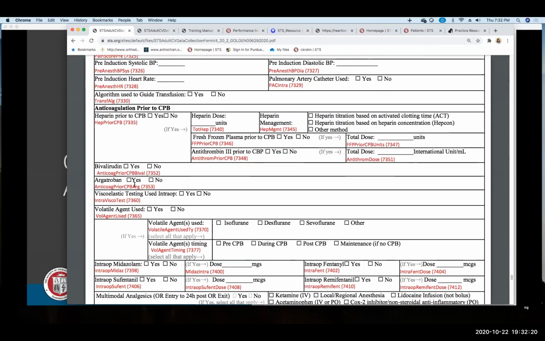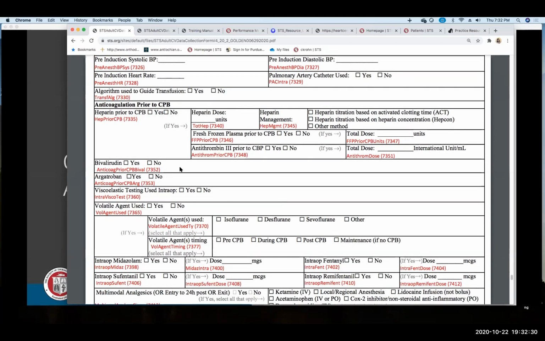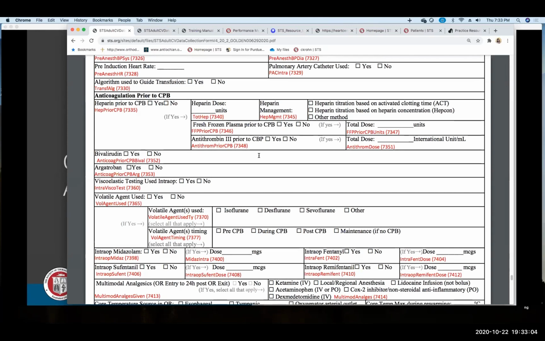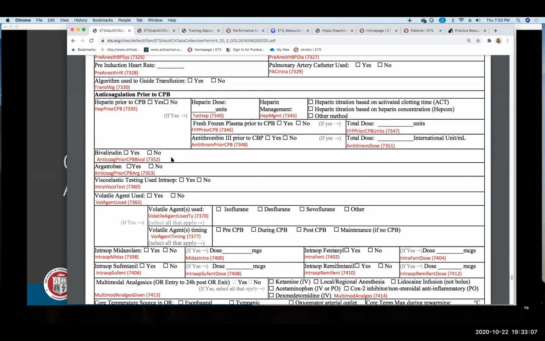And then we worked on this section, anticoagulation prior to CPB, quite extensively to modify it and really get down to what is necessary for you all to have good data to make your decisions. So we have heparin prior to CPB, and if there was heparin, how much was given and what type of management was used. Did you use an ACT or a HepCon? And then did that patient who required heparin prior to CPB end up getting FFPs prior to CPB and/or antithrombin III? So it's any type of event related to that heparin dose. And then we're also looking at bivalirudin or argatroban if those medications were used.